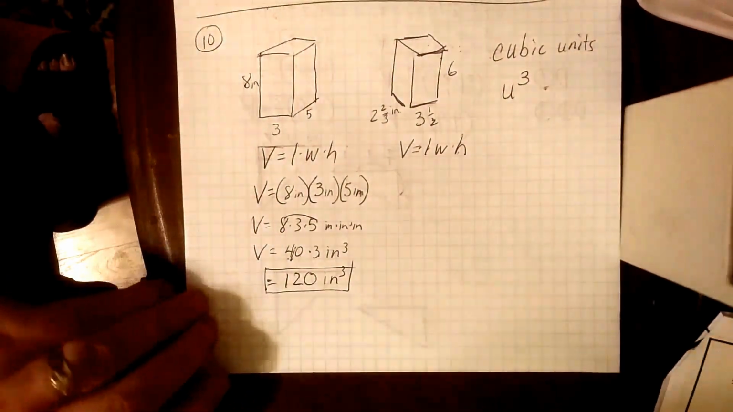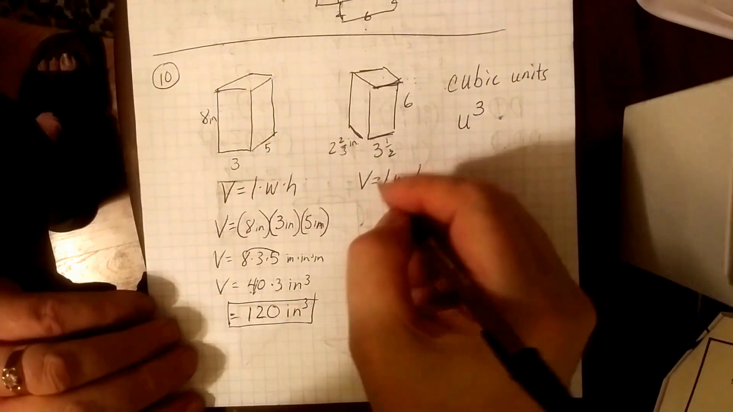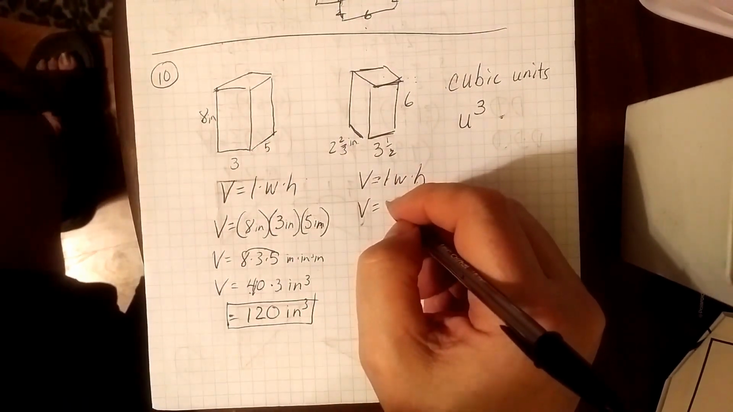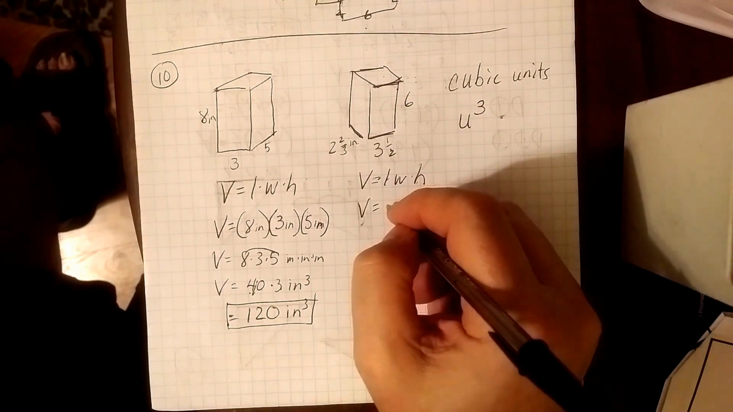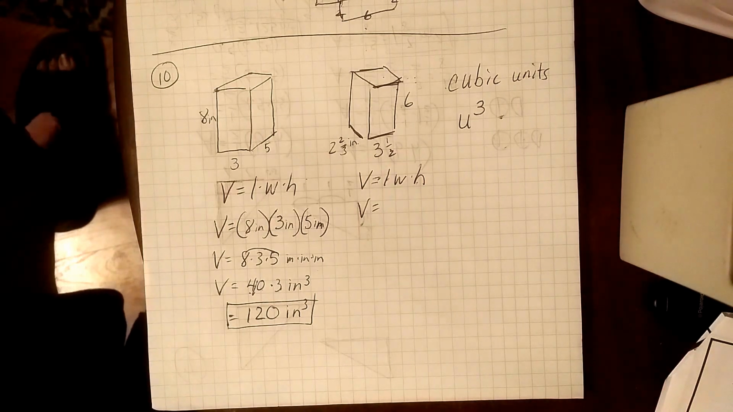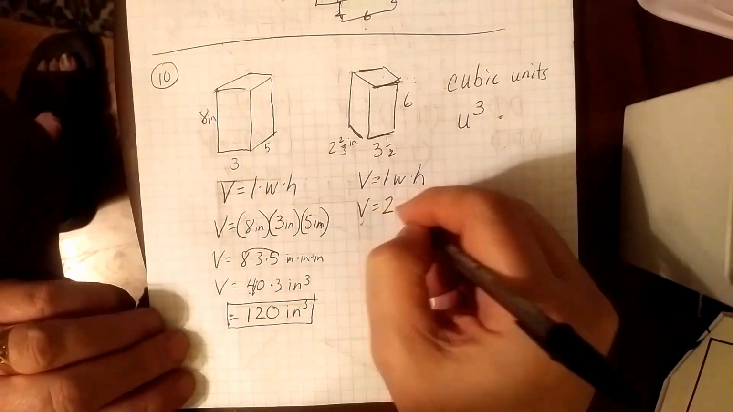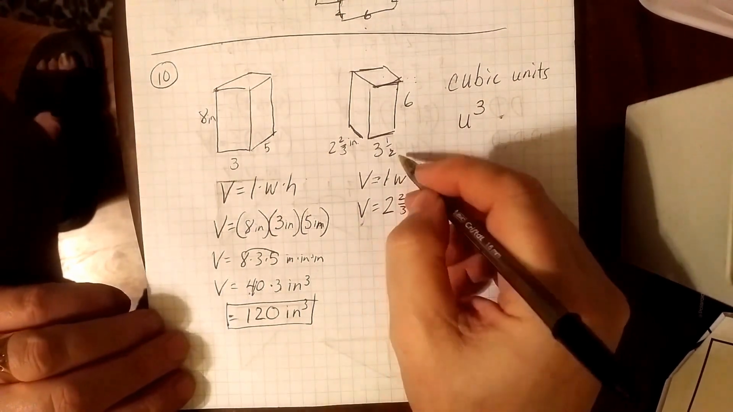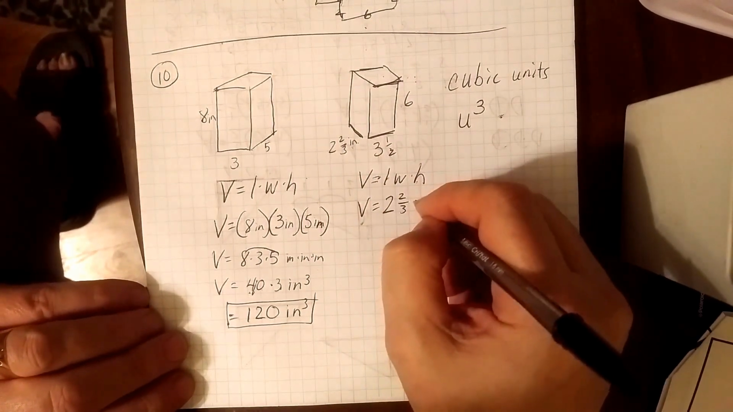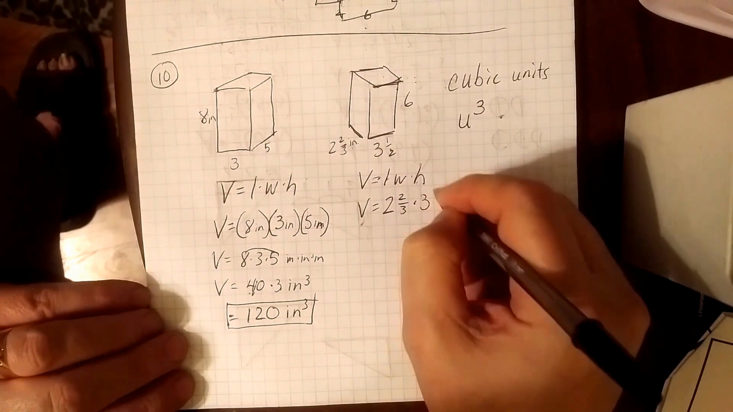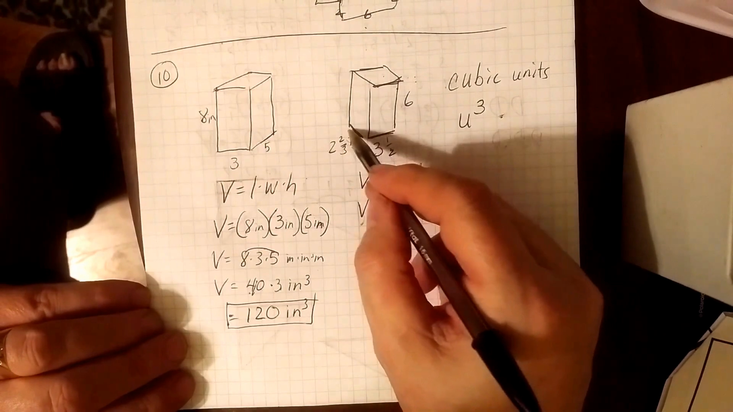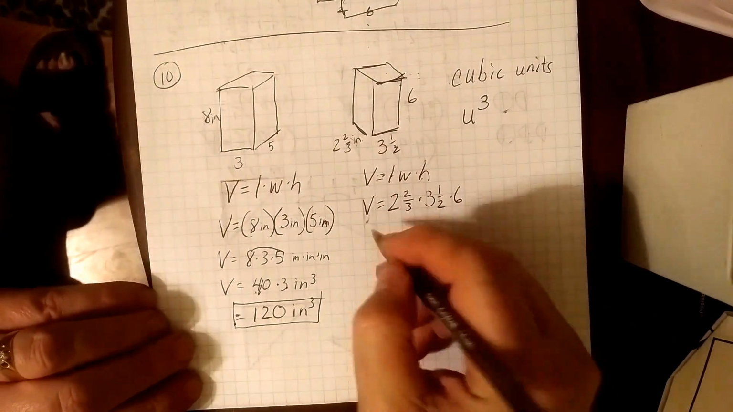Okay. Now, to do the next one, I'm going to do the same thing. So length, and here we have some fractions. So we have, first of all, 2 and 2/3. And I'm automatically going to know it's going to be inches cubed, so I'm not going to write that in this time. 2 and 2/3 times 3 and 1/2 times 6. So we have three different dimensions here, so we write three numbers down.